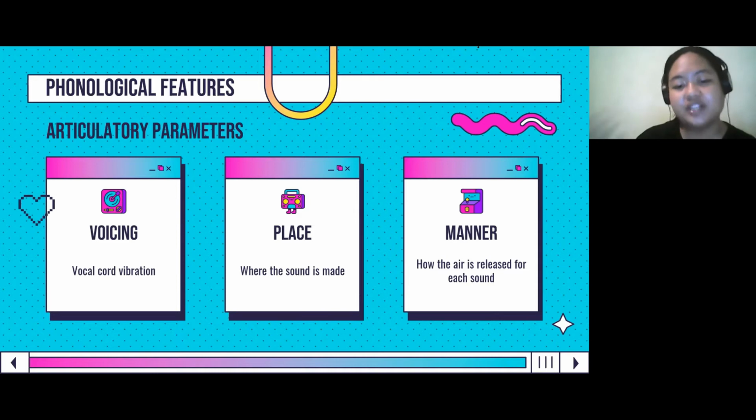The place refers to where the sound is made. Just a little glance at this concept because we have limited time. The first one is bilabial. For bilabial, we use both lips, like p and b. Labiodental uses the lip and teeth, like the sound v. And then the last one is manner. Here is how the air is released, through the nasal or nose, fricative, and many more.